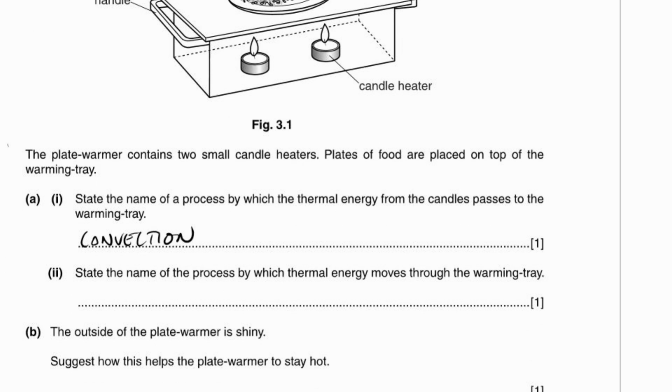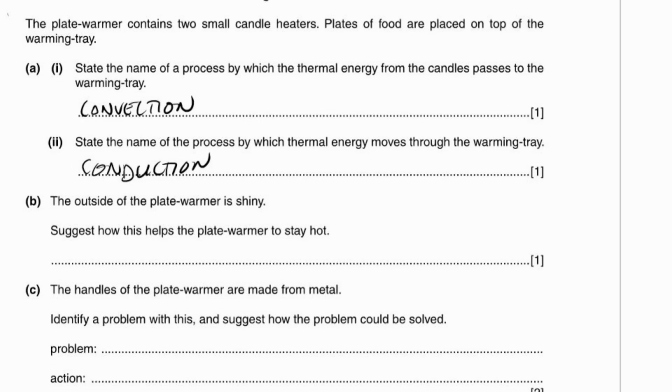State the name of the process by which thermal energy moves through the warming tray. Alright, well, the way that heat energy moves through a solid is by conduction. It gets conducted through. B. The outside of the plate warmer is shiny. Suggest how this helps the plate warmer to stay hot. Okay, well, we know that shiny objects are bad emitters of thermal radiation. So there we are. Shiny surface is a poor radiator of heat.